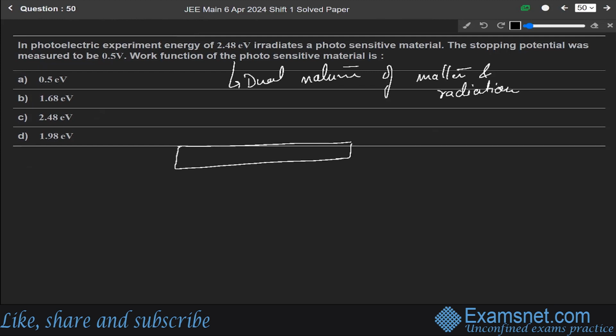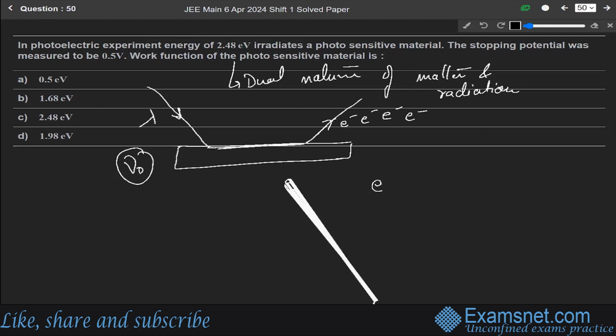Let us say this is the surface of a metal. Whenever a radiation of sufficient frequency having wavelength lambda falls on the surface of the metal, if the frequency of the incident photon is greater than nu naught, called the threshold frequency, the electrons are ejected from the surface of the metal, and these ejected electrons are called photoelectrons. For such a photoelectric effect, the equation is given as eV naught equals h nu minus phi, where phi is the work function and V naught is called the stopping potential.